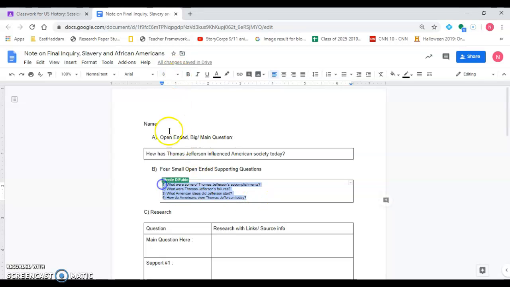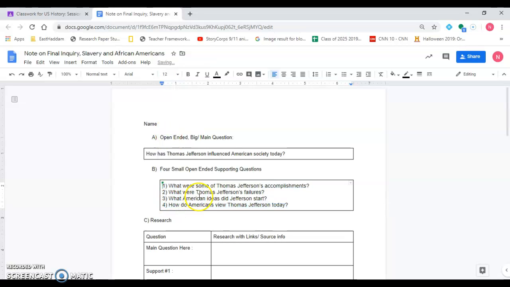Now, as you could see with these questions, what were some of Thomas Jefferson's accomplishments? So what did he do well? What were Thomas Jefferson's failures? What he didn't do well? What ideas did Thomas Jefferson start? What American ideas did Thomas Jefferson start? So what ideas do we still use to this day in our current political system, in our society? And how do Americans view Thomas Jefferson today?